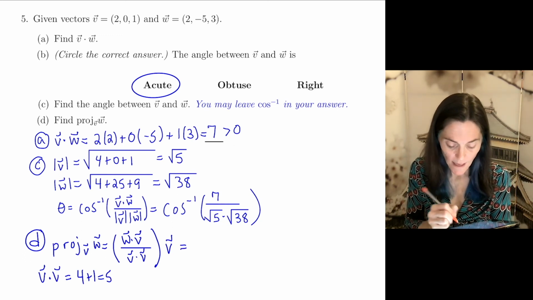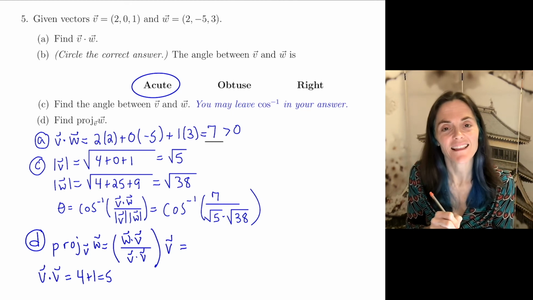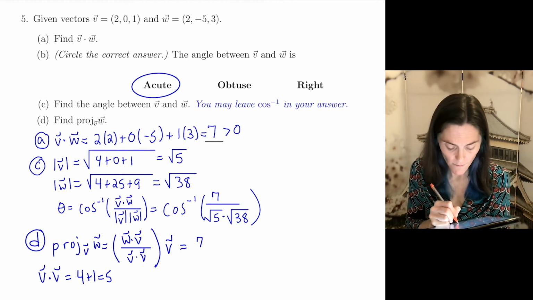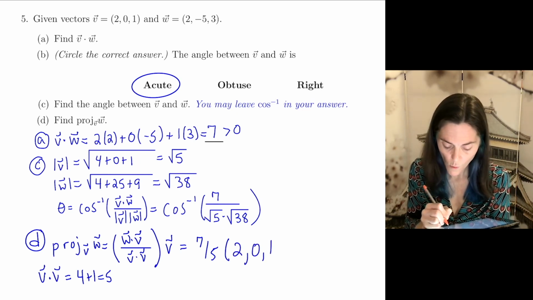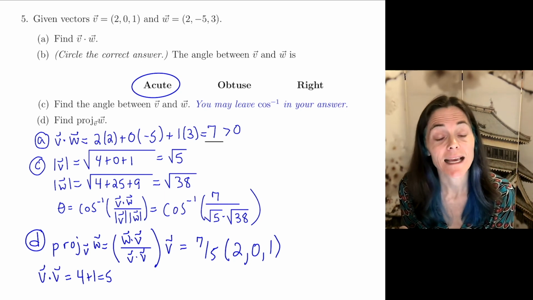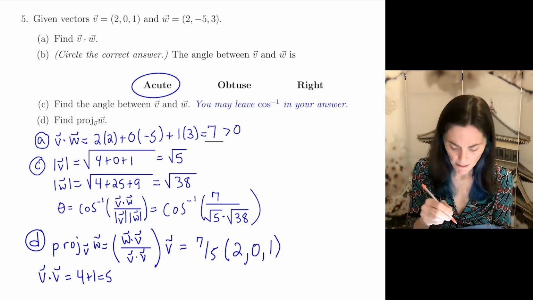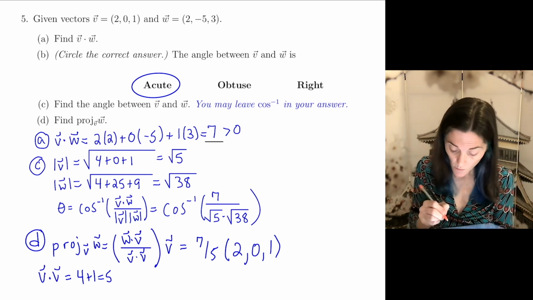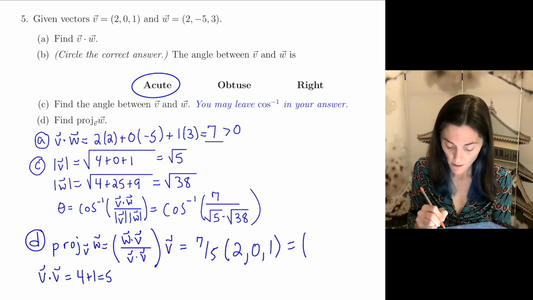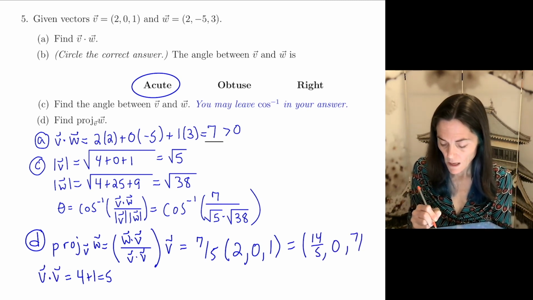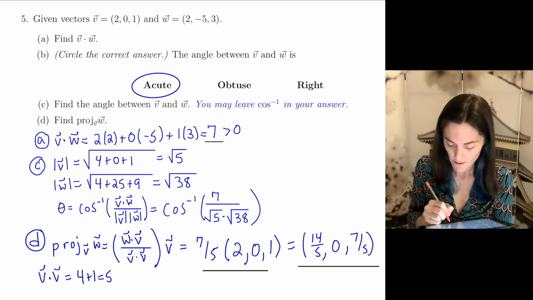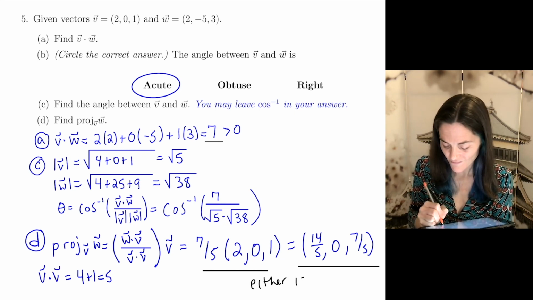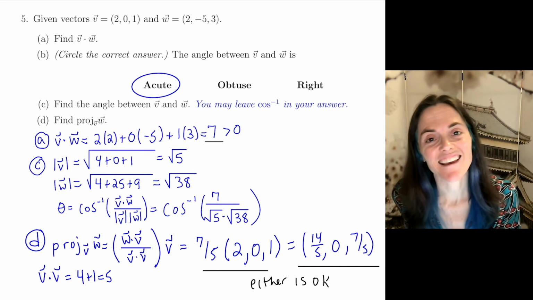So we have V dot W or W dot V. They are the same thing. So this is 7 over 5. And then times vector V, which is 2, 0, 1. This is a perfectly fine answer. Just like in number 4, it was okay to leave our coefficient in front. You could also write this as 14 over 5, 0, and 7 over 5. Either one is perfect. It's the same vector. This is the end of number 5.